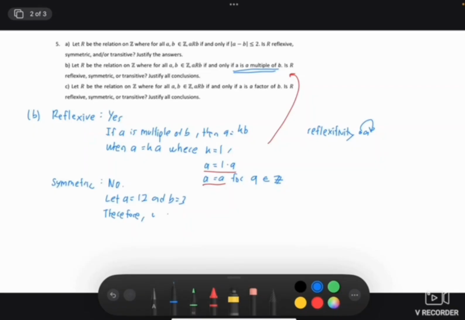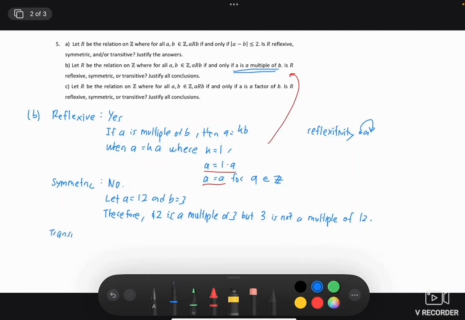You can clearly see that 12 is a multiple of 3, but to satisfy the definition of symmetric, B has to relate to A as well. We can clearly see that 3 is not a multiple of 12 in this case. So we can say that this relation R is not symmetric.